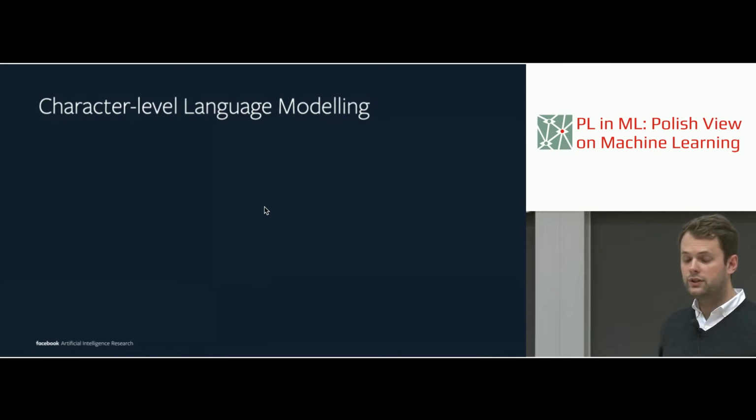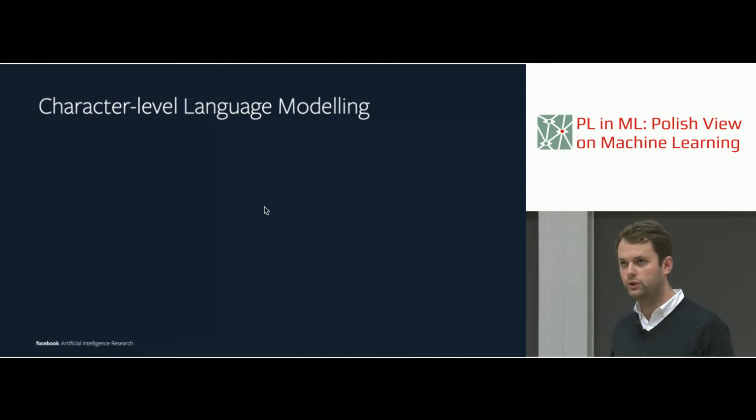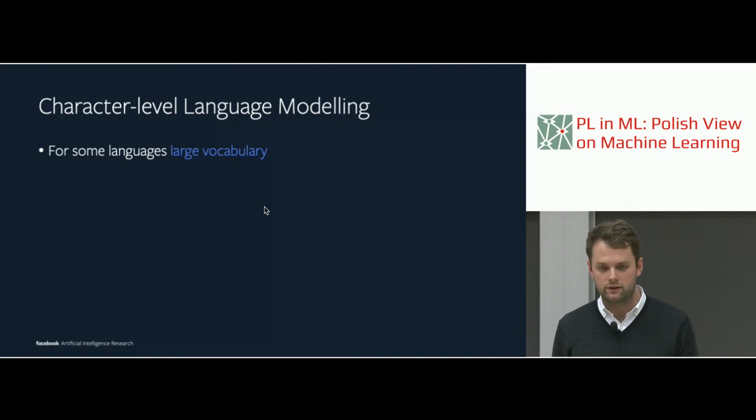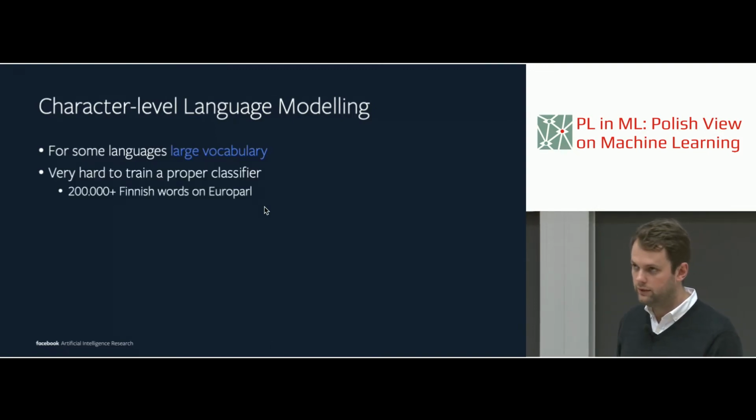There is an interesting sub-part of language modeling, which is about modeling language on the level of characters, not on the level of words, but predicting each character one after the other. And it's motivated by the fact that some languages have very large vocabularies. So if you have a very large vocabulary, you need a classifier which is going to classify in an output space which is potentially very large.